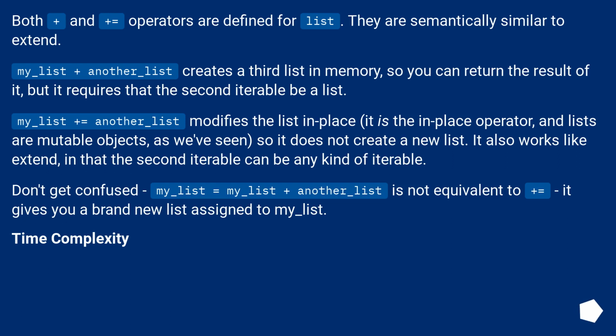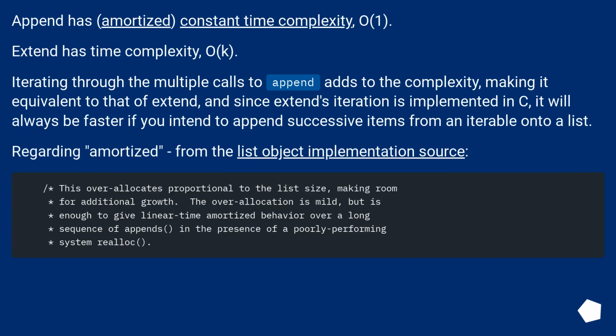Time complexity. Append has, amortized, constant time complexity, O(1). Extend has time complexity O(k). Iterating through the multiple calls to append adds to the complexity, making it equivalent to that of extend, and since extend's iteration is implemented in C, it will always be faster if you intend to append successive items from an iterable onto a list. Regarding amortized, from the list object implementation source.